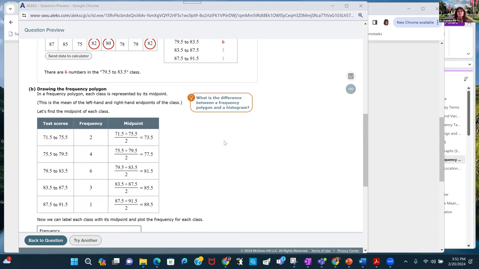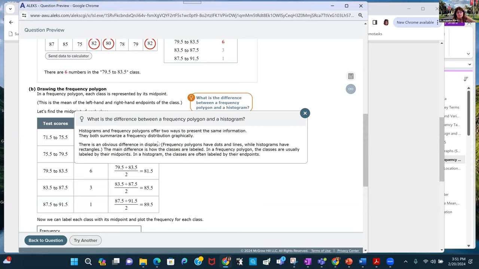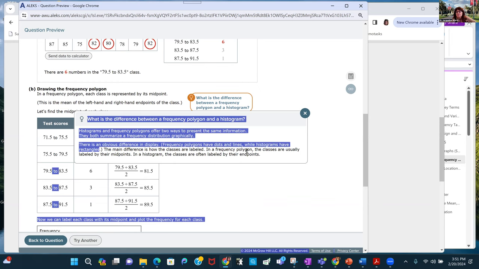Okay. So this is called a frequency polygon, again, as opposed to a histogram. The obvious difference in display: frequency polygons have dots and lines, and histograms have the rectangles.